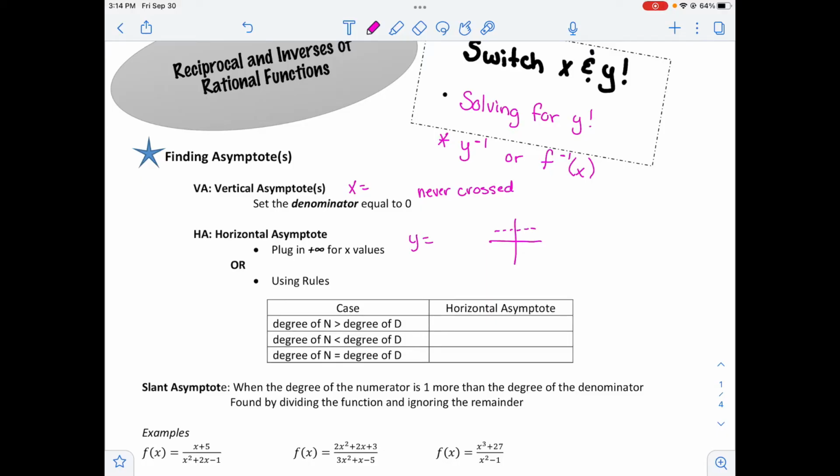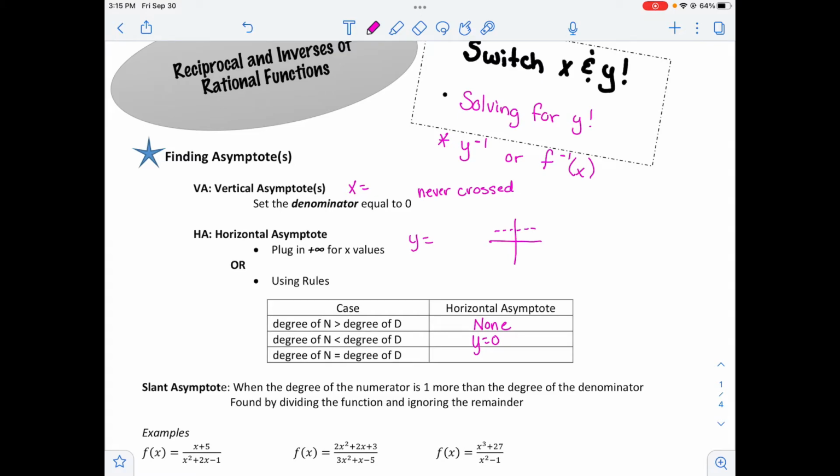Notice here it says if we have a degree of n, a degree on top, and we're talking about the whole degree of the expression, and it's greater than the degree of the denominator, we will have no horizontal asymptote. There will not be one. If the degree of the numerator is less than the degree of the denominator, think about the bottom of the equation being heavier. It's kind of holding it down. That is always going to be y equals 0. So that one's a good one to always know.